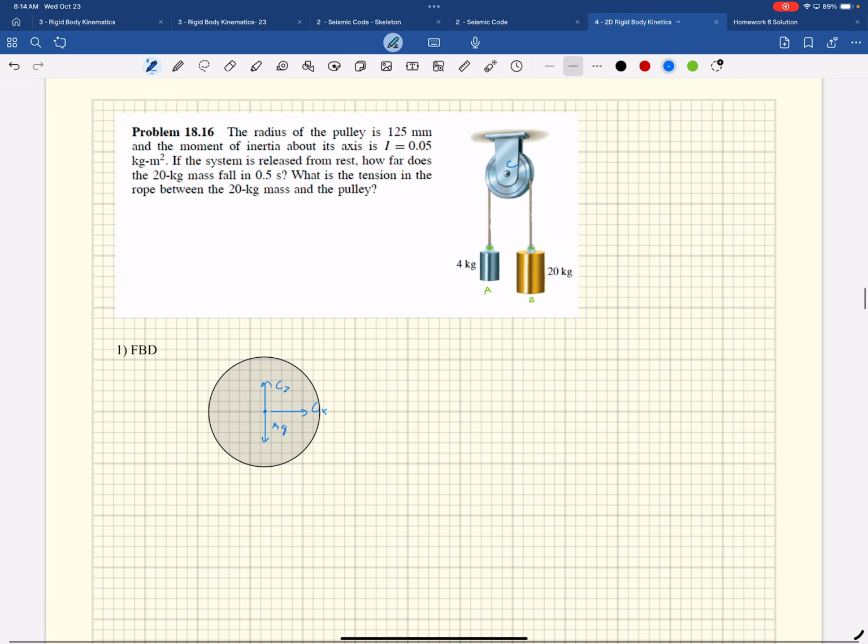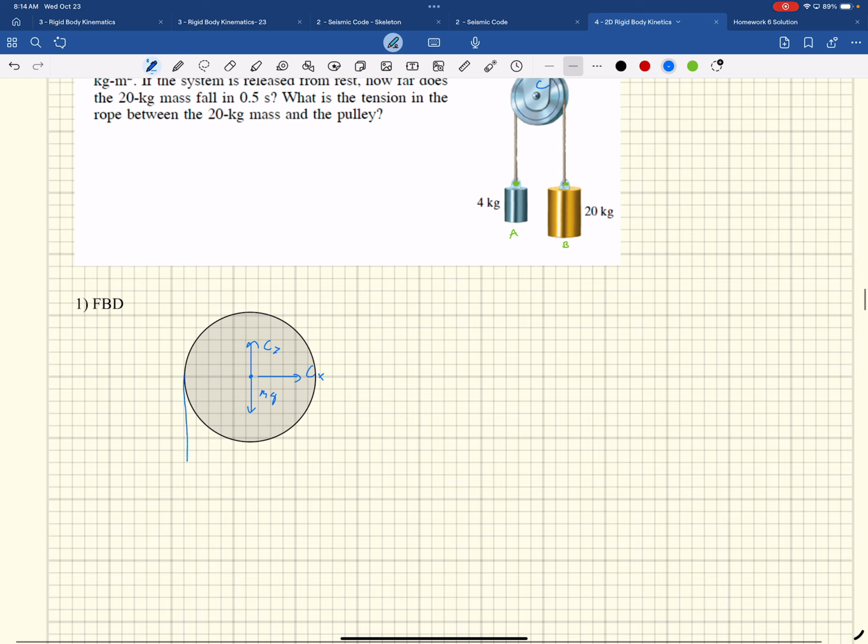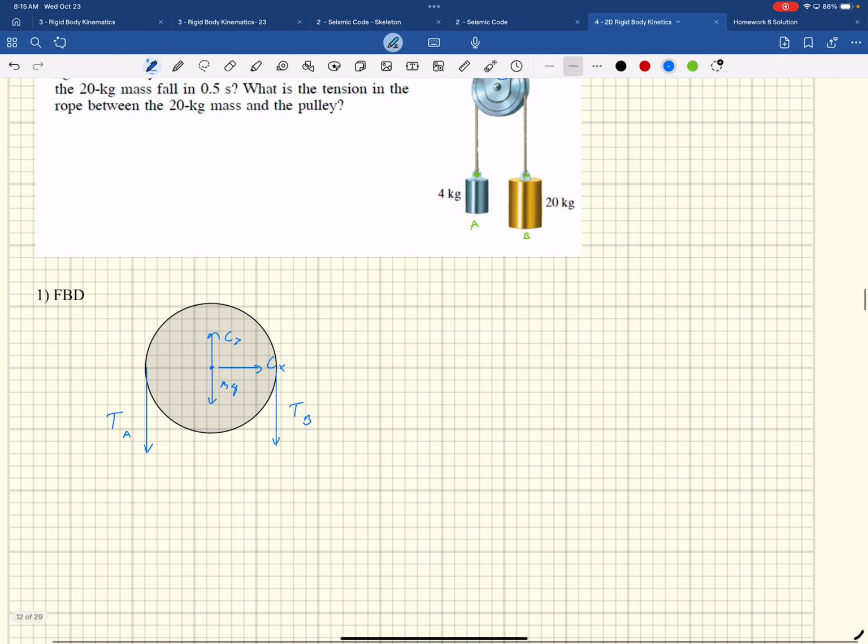What else do we have? Just look at the object and ask what's pulling on this thing. We have this one out here and this one out here, both of those. We'll call that TA, and then we'll call this side over here TB. And we are not going to say that they're the same. We don't know that they would turn out the same, so we're going to keep them separate at this point. That should be everything that's acting on there.